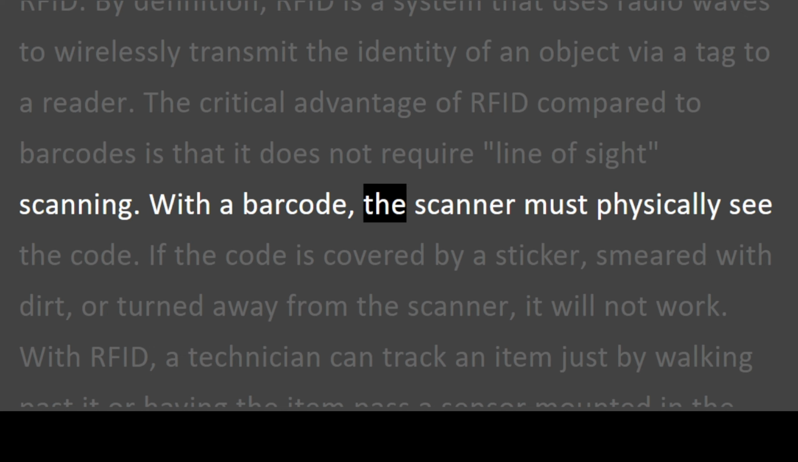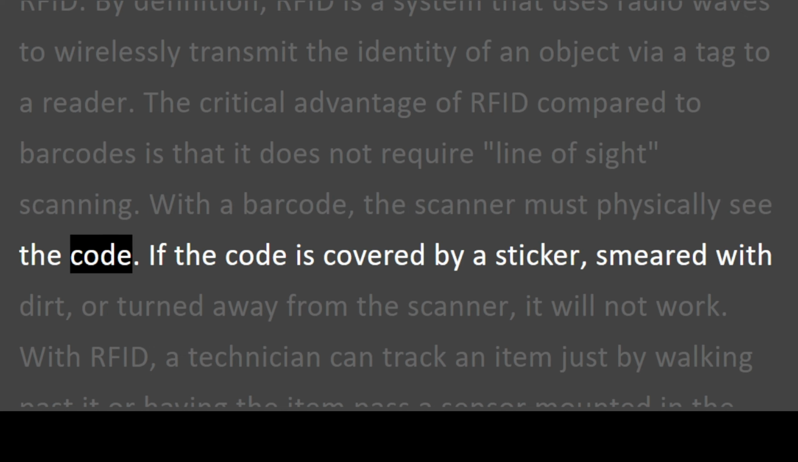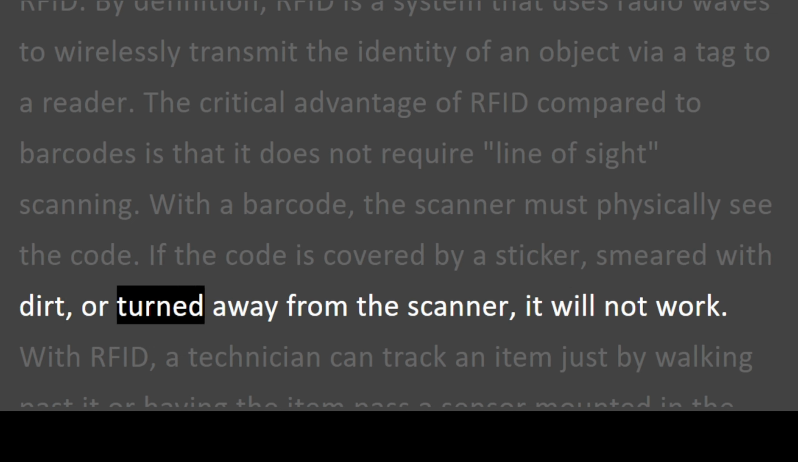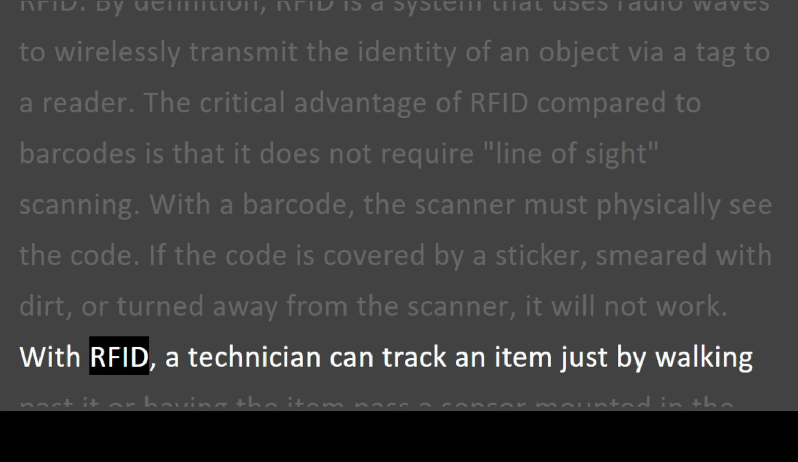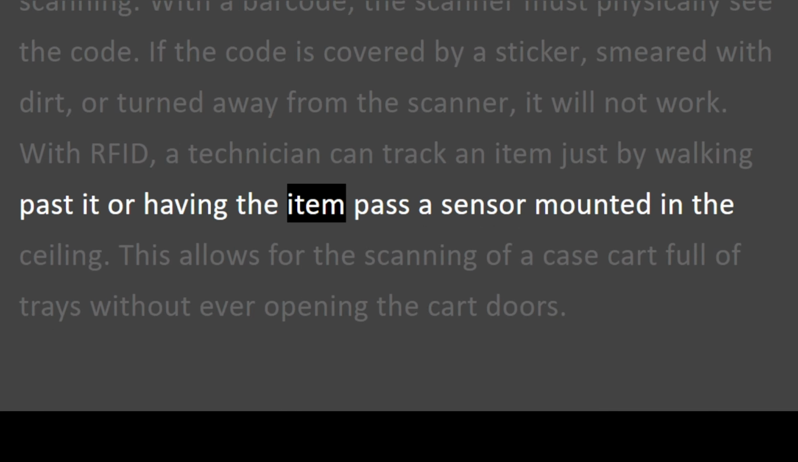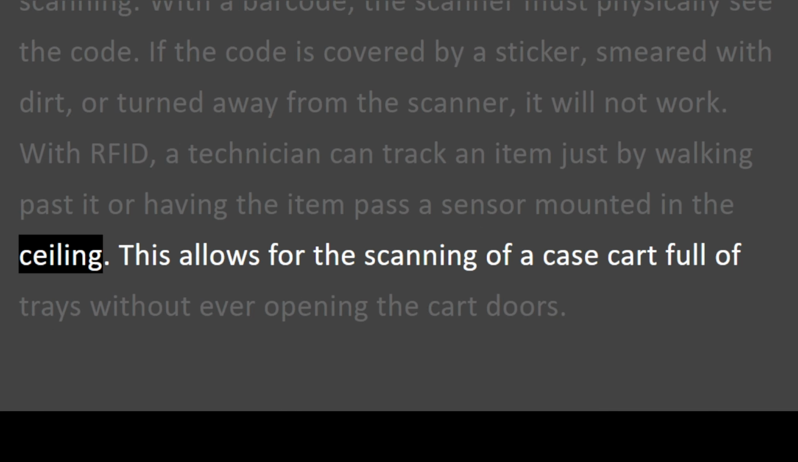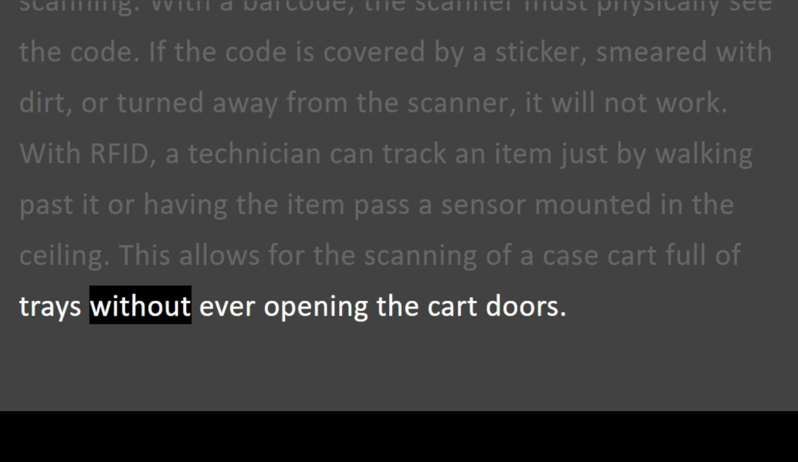With a barcode, the scanner must physically see the code. If the code is covered by a sticker, smeared with dirt, or turned away from the scanner, it will not work. With RFID, a technician can track an item just by walking past it or having the item pass a sensor mounted in the ceiling. This allows for the scanning of a case cart full of trays without ever opening the cart doors.